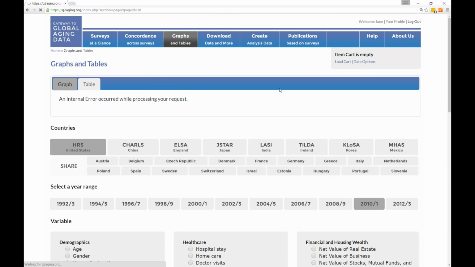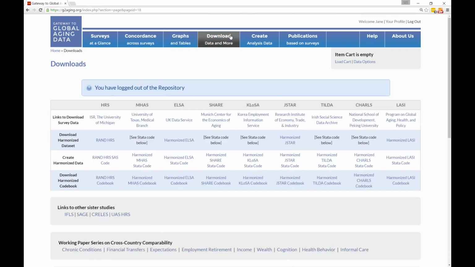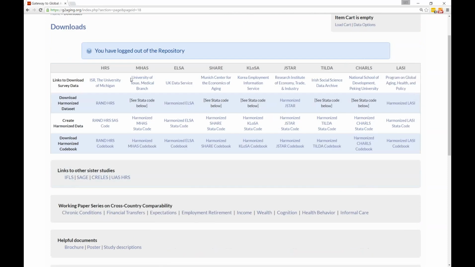And that's important. So we have links here to download survey data. For instance, for the HRS data, you would go to the University of Michigan. For the TILDA data, you'd go to the Irish Social Science Data Archive. For the ELSA data, you'd go to the UK Data Archive.